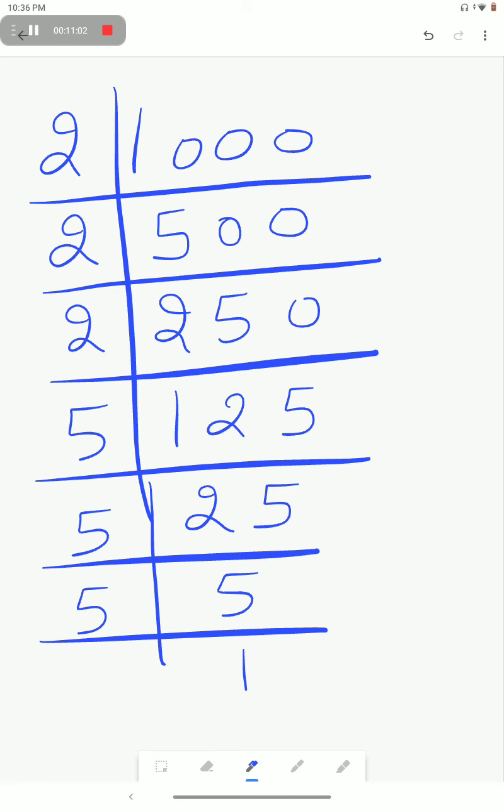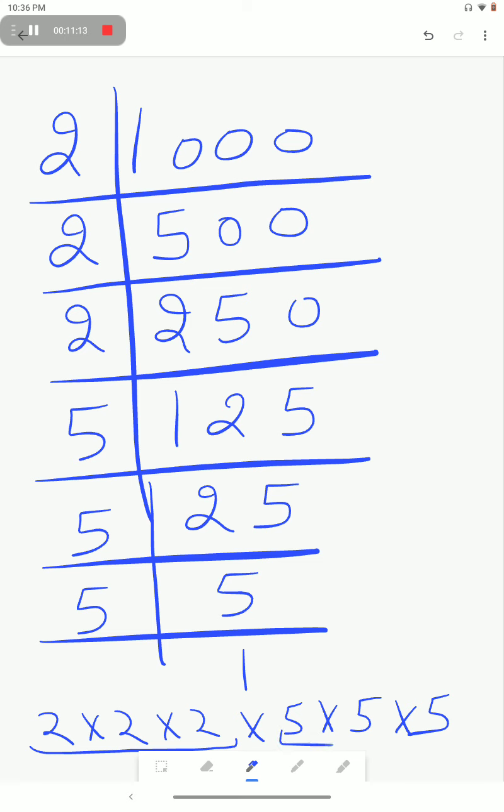Now what will be its factors? 2 into 2 into 2 into 5 into 5 into 5. It means there is a triplet of 2, again a triplet of 5. It means we can write it as 2 raised to power 3 into 5 raised to power 3. It means all the prime factors can be represented in the form of cube. It means 1000 is a perfect cube.